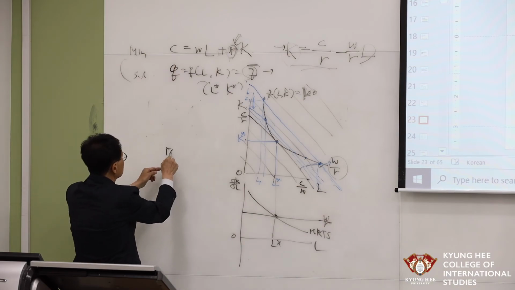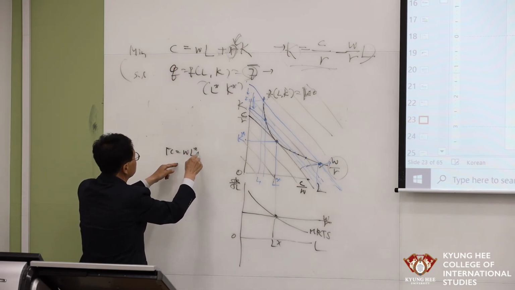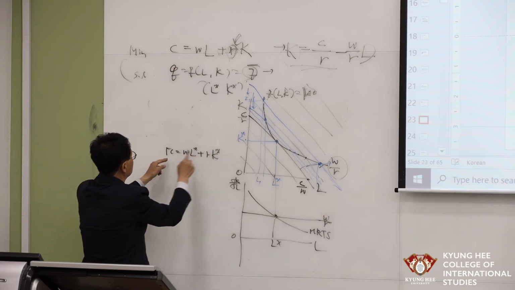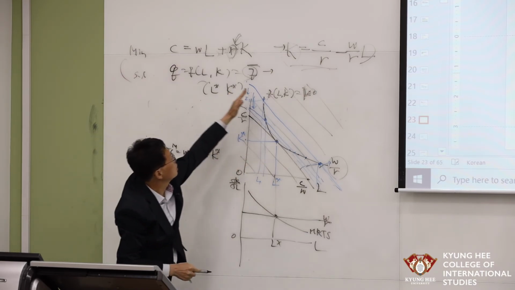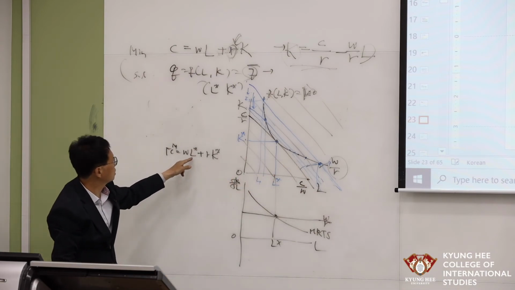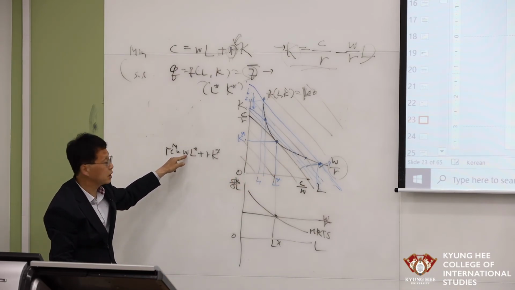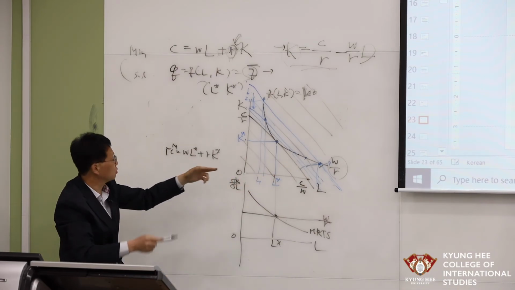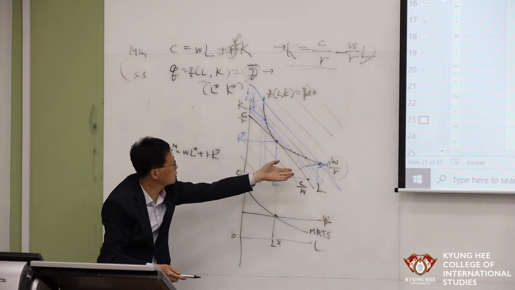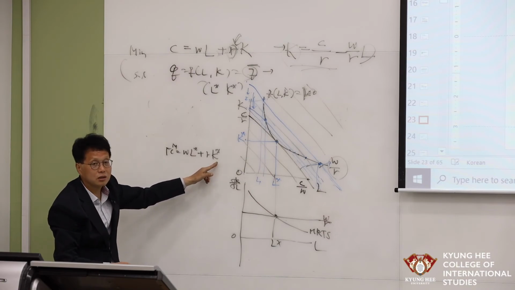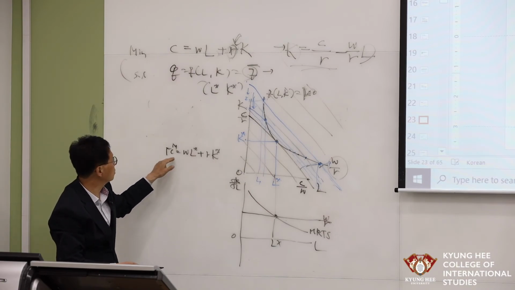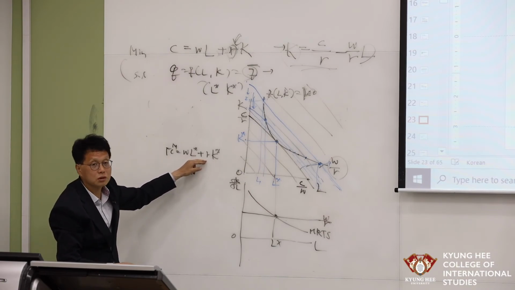Then total cost is W L star plus R K star. That is the minimized total cost when you're producing these 100 pans of pizza. Right? The wage rate is a constant number. The rental rate of capital stock is also a constant number. And as a solution of the cost minimization problem, labor and capital are decided. Okay, then you can calculate the minimized total cost.